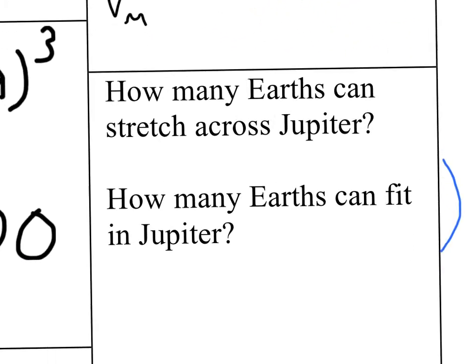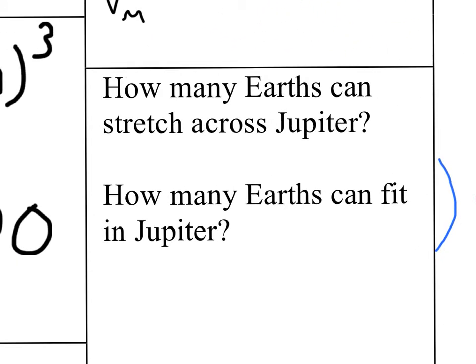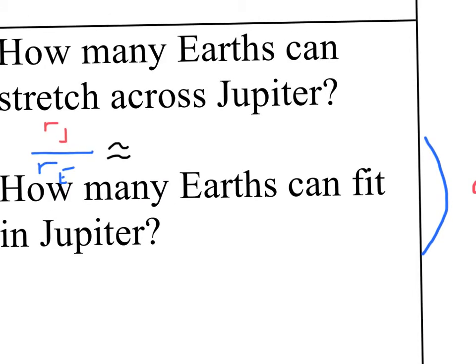So how many Earths can stretch across Jupiter? Well, again, all I do is take the diameters. Now, I don't have to take diameters. I can actually take the radii: the radius of Jupiter divided by the radius of Earth. And what's the approximate value that I get? We get approximately 10.97. So very close, 11 Earths stretch across.